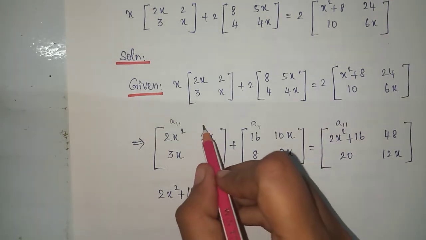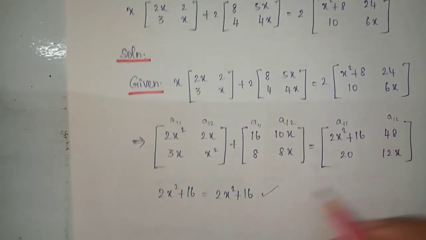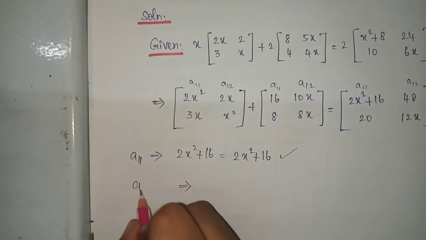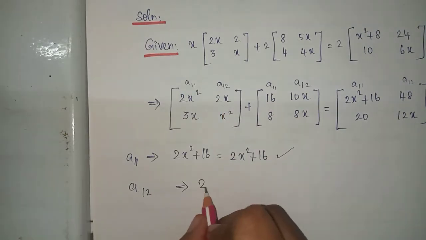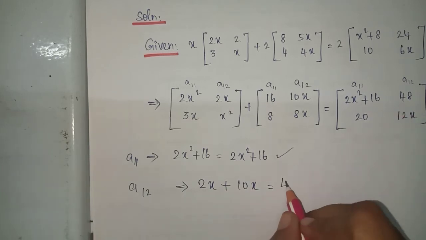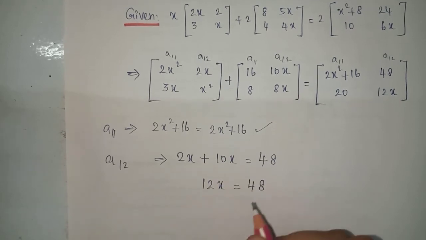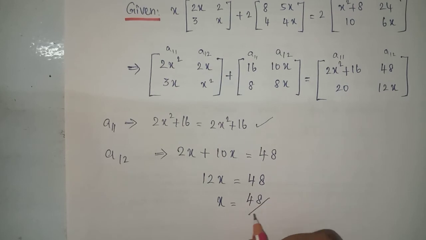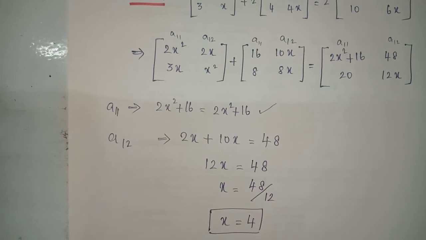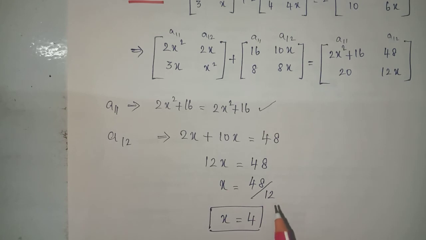So we are moving to the next position, A12. Next we are checking A12. So this is 2x plus 10x is equal to 48. So 2x plus 10x is 12x is equal to 48. So x is equal to 48 divided by 12. So the value of x is equal to 4. If you have any doubt, you can compare the other values also. You get the same answer.